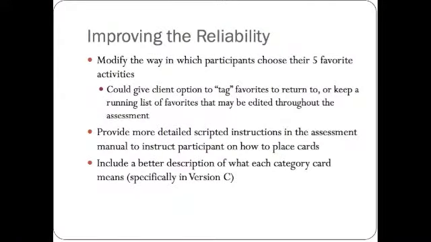In order to improve the reliability of the activity card sort, the way in which participants choose their 5 favorite activities could be modified. For example, one could give the client the option to tag favorite activities to return to, or keep a running list of favorites that may be edited throughout the assessment. Additionally, the assessment manual could provide more detailed scripted instructions that instruct the participant on how to correctly place the activity cards. Finally, the assessment could include a better description of what each category card means. This applies specifically to the community living version.